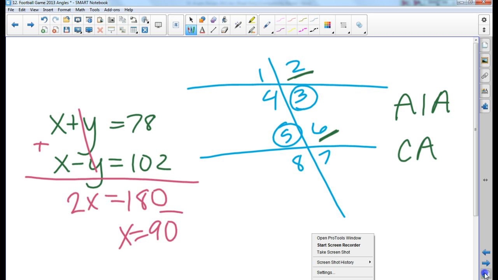X is 90. And then what kind of got some people was that when you plug x in, you get a negative answer for y. And that kind of scared people, but the angle wasn't negative, the y variable was negative.